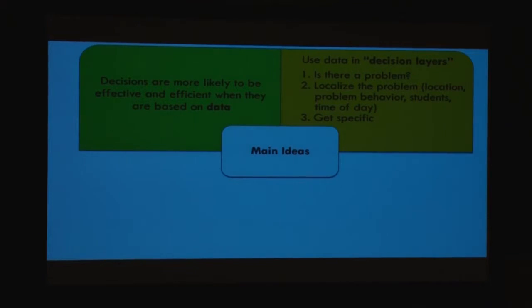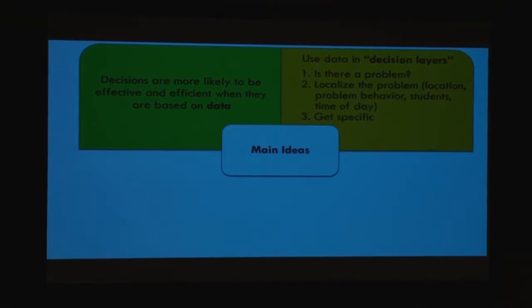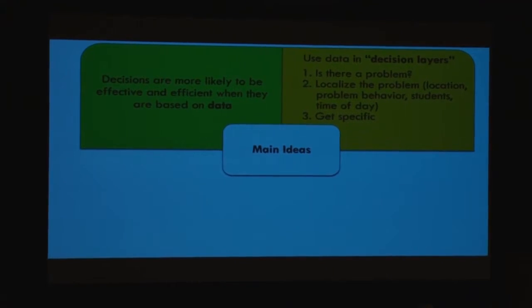When we use data, we identify layers. So we first identify the big picture. Is there a problem? What is that problem? And then we make it more precise and we say, where is it happening? What kind of problem behavior is happening? Who's involved? And then we make sure it's super specific down to how often that problem is happening.